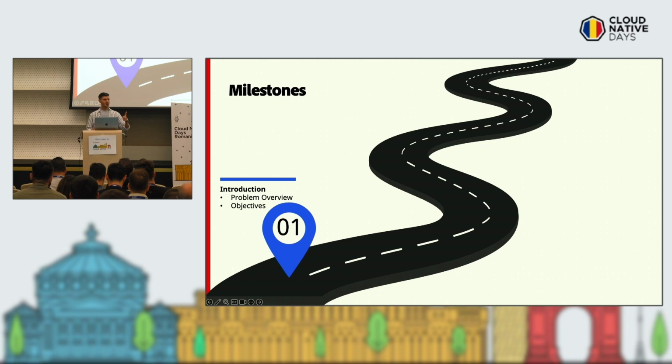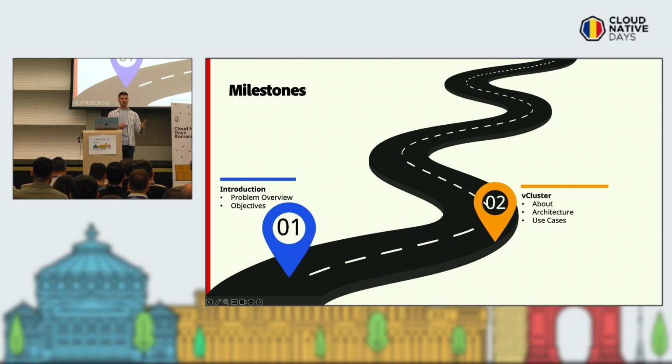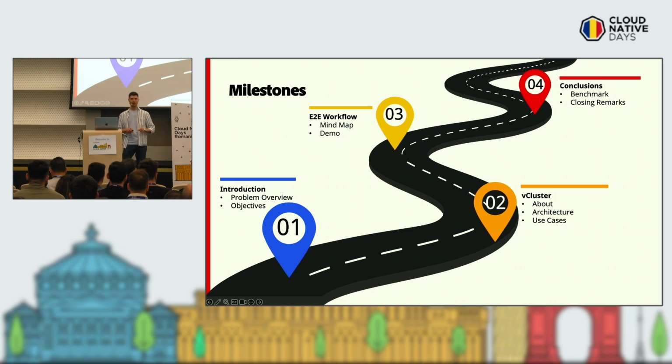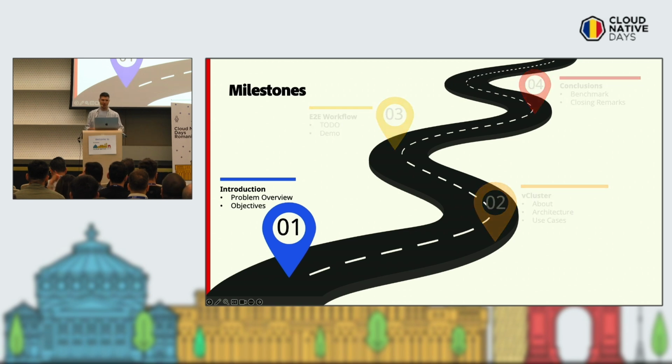First, we'll get in touch with the CI testing problem and we will set the objectives. Then we are going to see what is a vCluster with its benefits. We will then continue with a deep dive into an end-to-end PR testing workflow, and we are going to end up this presentation with some benchmarks and conclusions. Is everybody comfortable with this agenda? Okay, thank you. Let's kick off our journey to mastering CI testing with the first chapter, namely introduction.